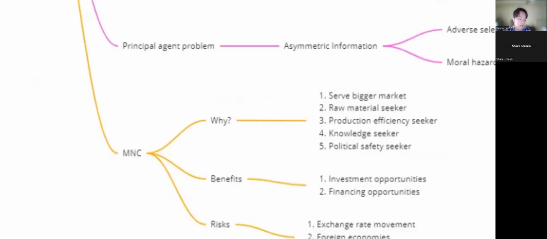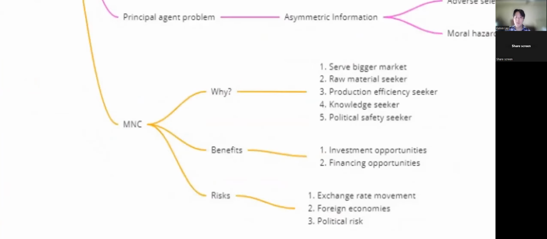Okay, we come to the new topic of MNC. What is an MNC? It's basically a company that is headquartered in one nation, but its operation divisions are spread across nations to serve a bigger market.